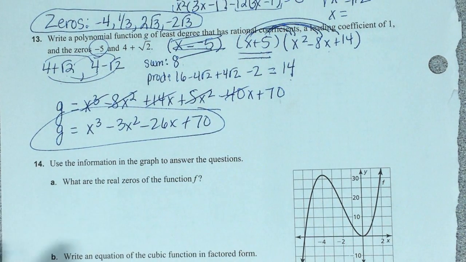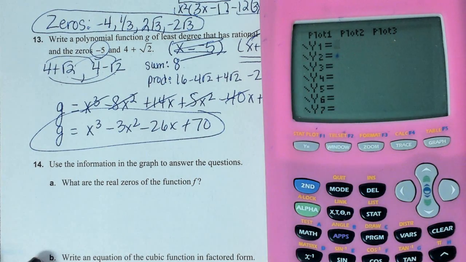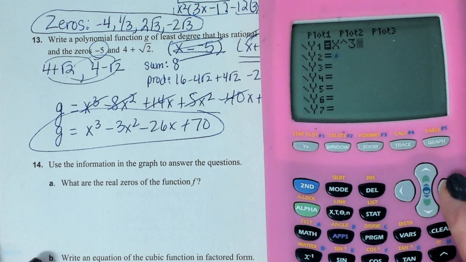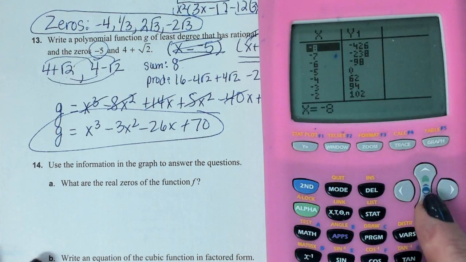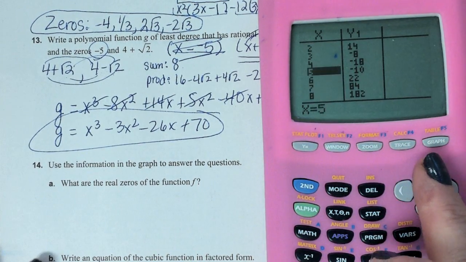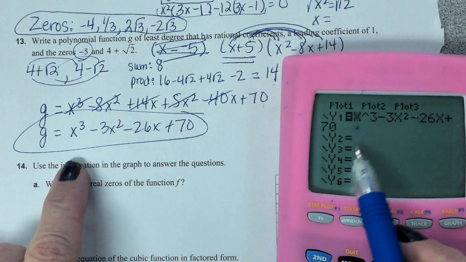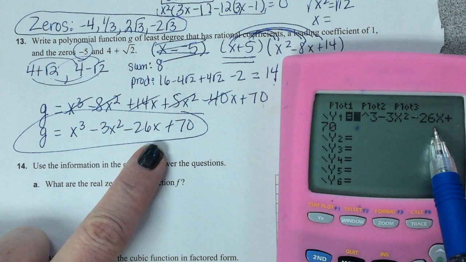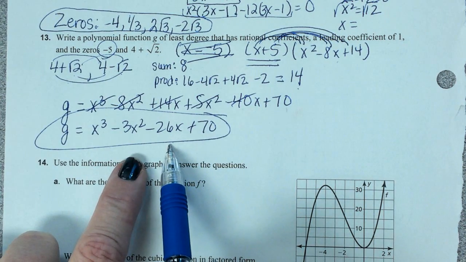Now, if I were taking a quiz or something, I would double check this, because I went through that pretty quickly. What I would do to check it is I would just put this into my calculator, and I want to make sure that negative 5 is a 0. It's supposed to be. If I look at my table, I better see that it is a 0. Oh my goodness. What did I do wrong? Let's see. X to the third minus 3x squared minus 26x plus 70. Did anyone get a different answer than I got for this?